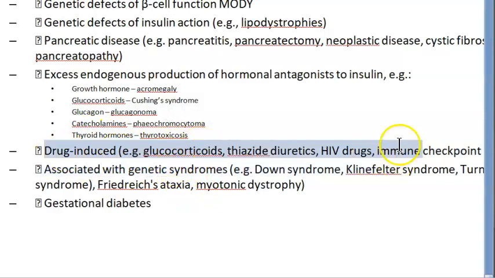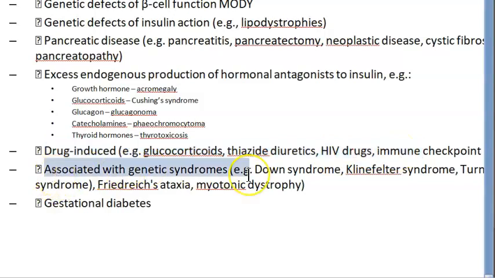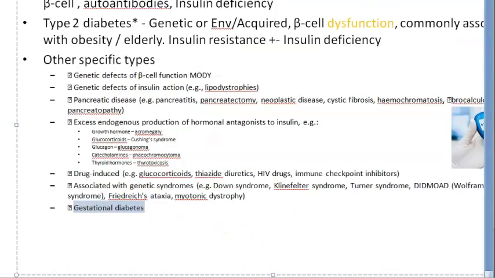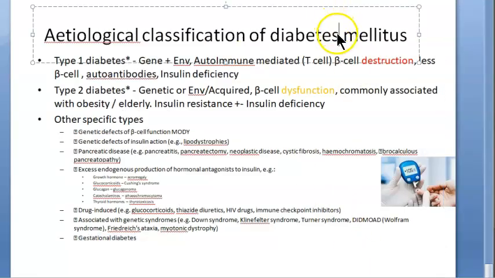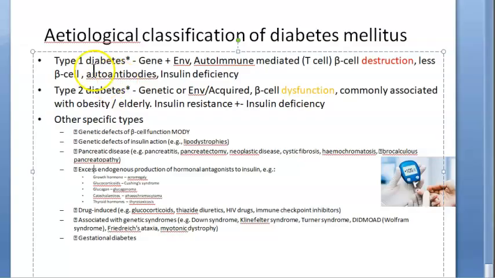Then you have drug induced, because of some drugs that the person is taking, he's having excess glucose, right? So he's having diabetes mellitus. Then associated with genetic syndromes, like some other syndromes it's associated with, and then gestational diabetes, that is in pregnancy. So basically this is the overall classification, people. Now let us look at each one of these a little more in detail, okay? So what have you learned so far? There are many types of diabetes mellitus based on the cause. Let's start with type 1 now.